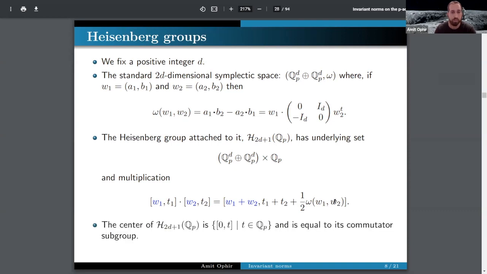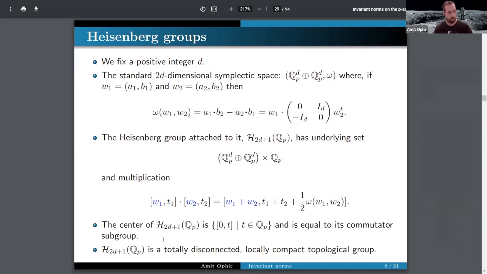This is a two-step nilpotent group, and its center consists of those elements of the form (0, t). It inherits its topology from Q_p, and it makes it a totally disconnected and locally compact topological group.